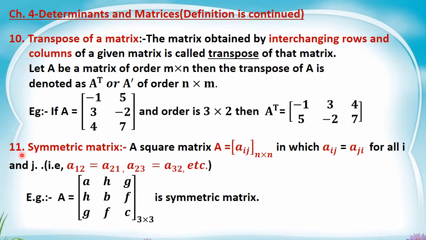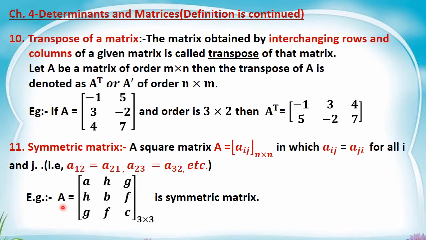Now, symmetric matrix. A square matrix A equals Aij of order n by n in which Aij is equal to Aji. Aij means the element lies in the position i, j, that is ith row and jth column, and Aji means the element lies in the position jth row and ith column, for all i and j. That is, for example, A12 will become A21. Just interchange the numbers here. A23 is equal to A32, etc.